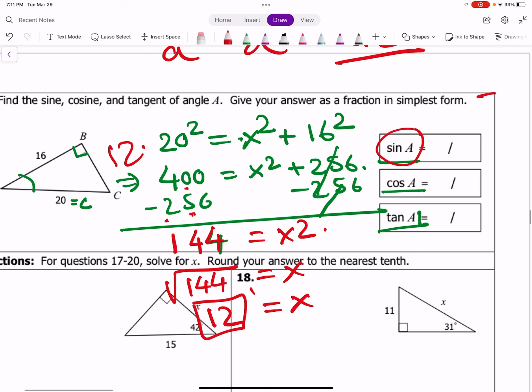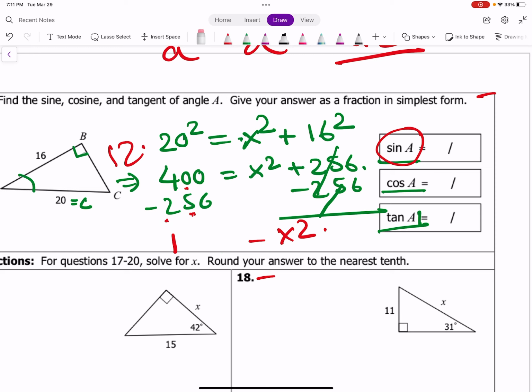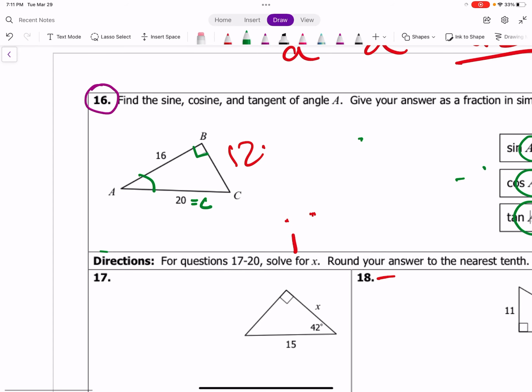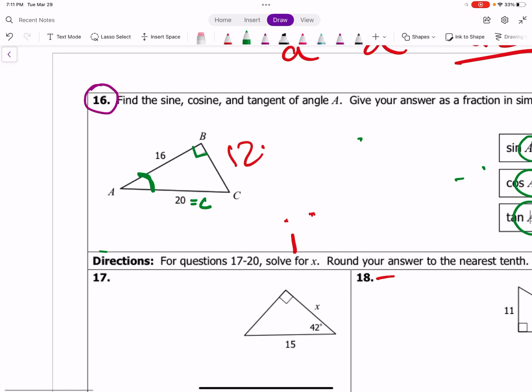So my sine, so let me erase all of this and make the place look nice and clean. It's all about A, okay? So let's identify where my A is. This is my A. So that's my opposite, and obviously this is my hypotenuse, and this guy is my adjacent.